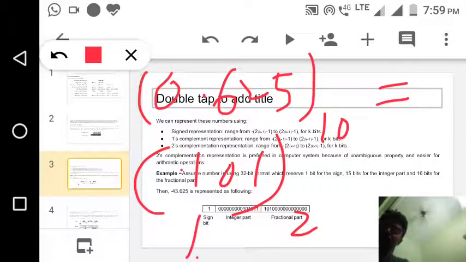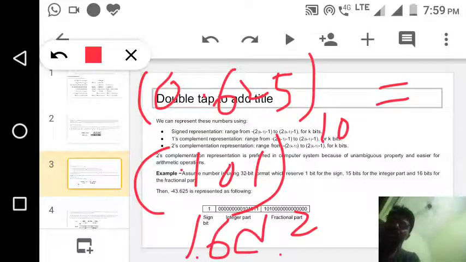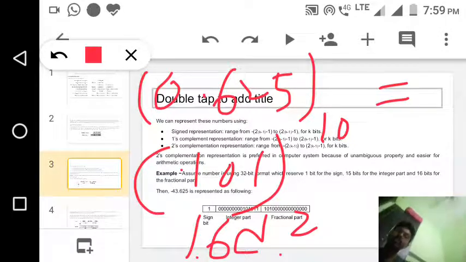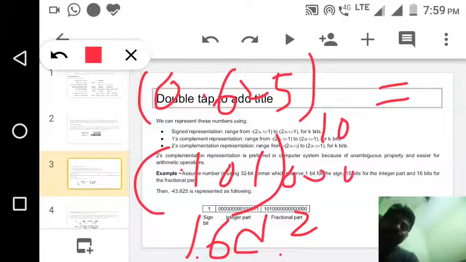Because we have 16 digits for the fractional part, you can add 13 digits of zeros. So remember, if you add zeros on the left hand side of the fractional part, the value will change. But if you append at the right hand side, nothing will change.